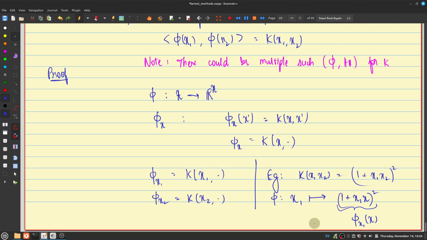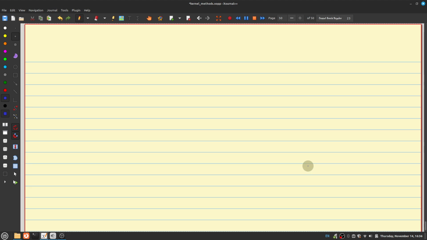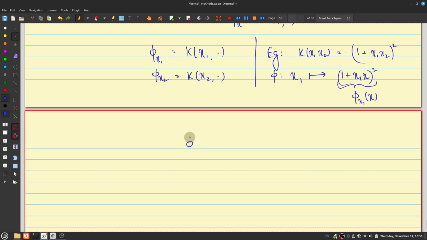Okay, so really there are two variables here, right? There's x1 and there is x2. So x1 is mapped to a function, and that function is a function of the second argument of k. That's it, right? So for example, the element 1 is mapped to phi 1 of x, which is 1 plus x whole square, 2 is mapped to 1 plus 2x, the whole square, and so on.